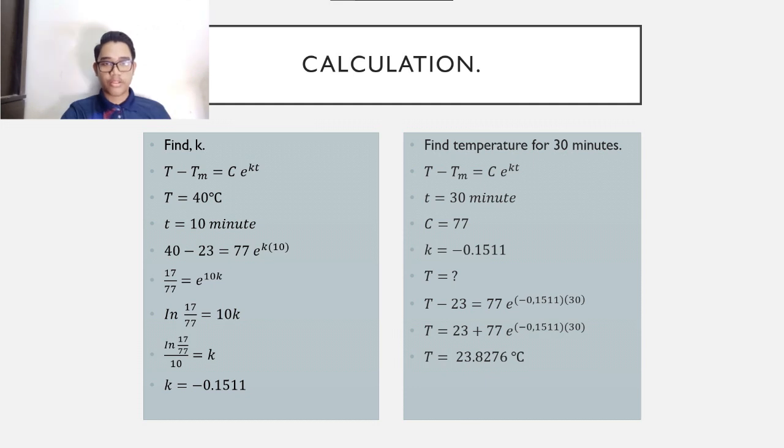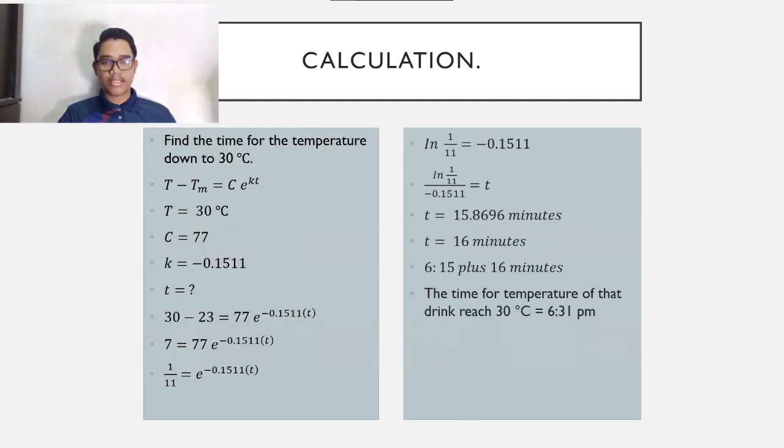After that, we can solve the first question to find the temperature of the caramel mojito after half an hour. Use the same formula with the same value of k, C, and Tm, but use t is 30 minutes. So after solving this equation, we will get the answer is 23.8276 degrees Celsius.